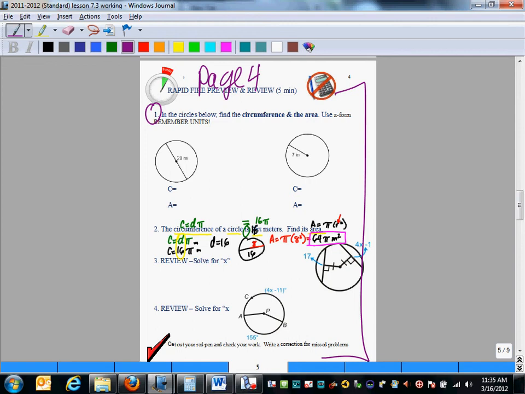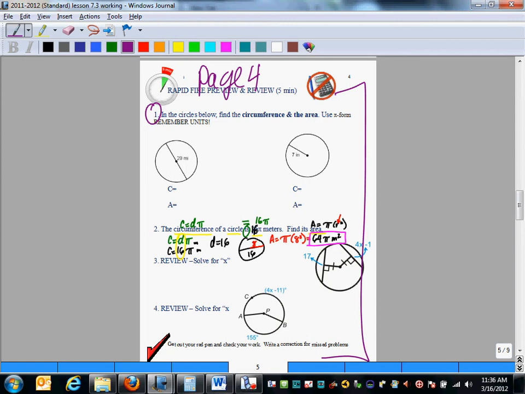Do this one. Go. Focus, guys. As fast as you can. Good. You're good. Keep going. What is your radius, ma'am? So what's 10 times 10? There you go. So that's going to be 100 pi. Okay? All right. Take a look.